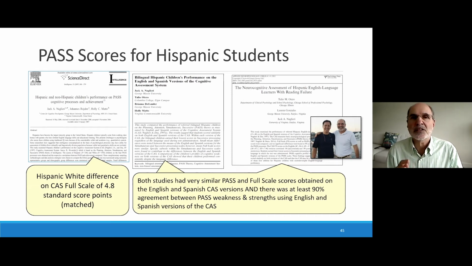Not only do you get the same result and high correlations between the two, you get the same conclusions about what you're going to say if the student has a weakness or a strength. Over 90% of the time, you get the same conclusion. Ultimately, that's the most important thing, right? You could say they're highly correlated, blah, blah, blah. That's fine, but you want to know, are you going to say the same thing regardless of what language you give it in? And that's what happens.